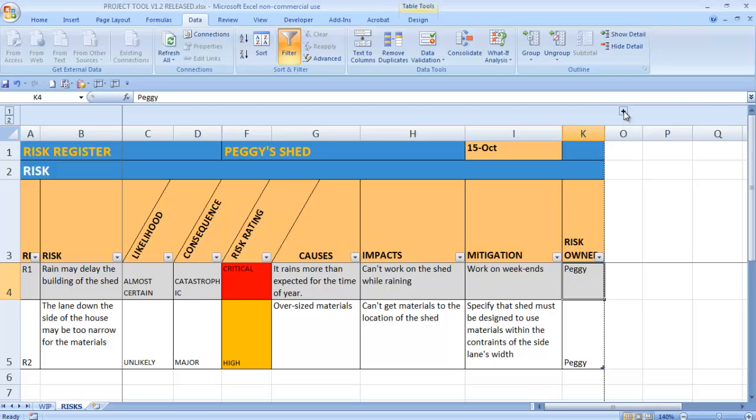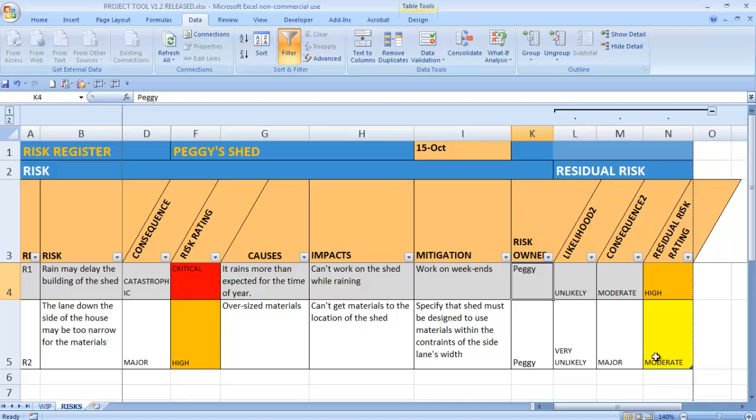Because the risk is unlikely to disappear completely. So we have our same rating system here. So we go, okay, because we're going to work on the weekends, the likelihood now is unlikely. The consequence is moderate. We'll find a way around it. And therefore, the rating is high rather than critical. So that's basically what we then have to deal with and what we have left over. And that's the end of our little video on risk.